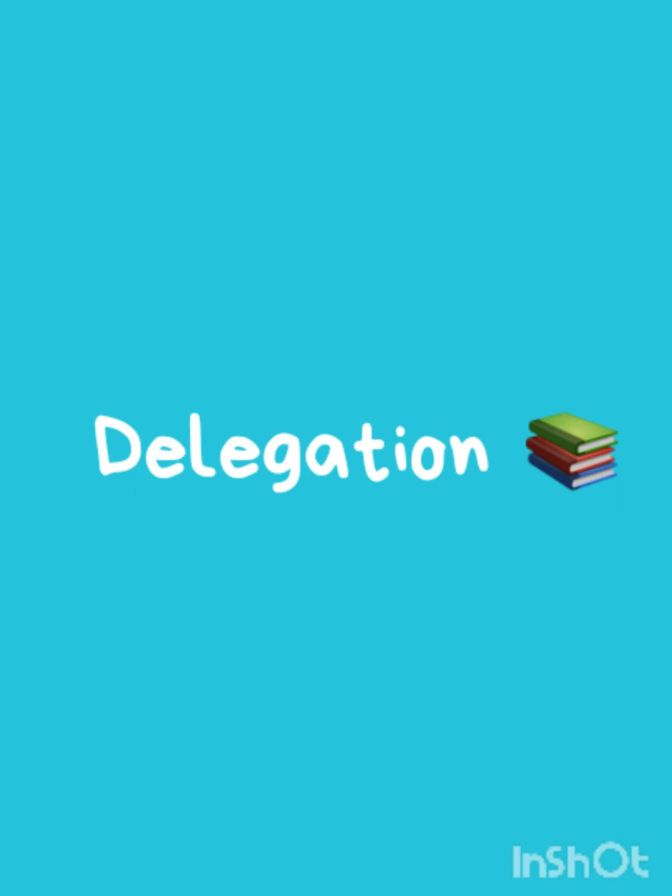So without wasting much of your time, let us look at our first objective, which is the definition of delegation. So delegation is defined as the assignment to another person of formal authority and responsibility for carrying out a specific task in order to achieve organizational objectives.